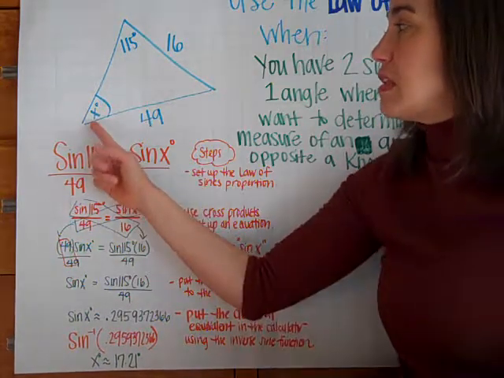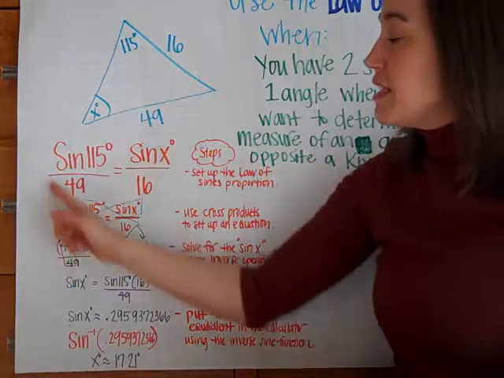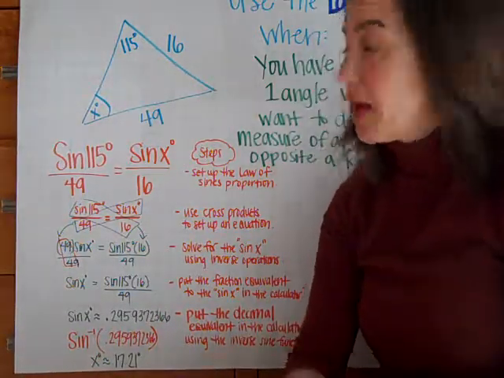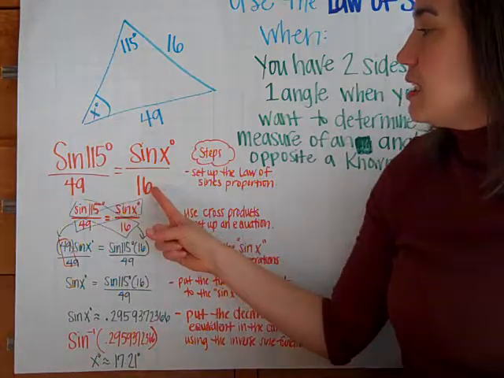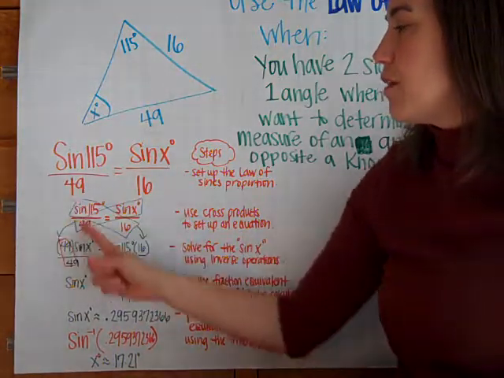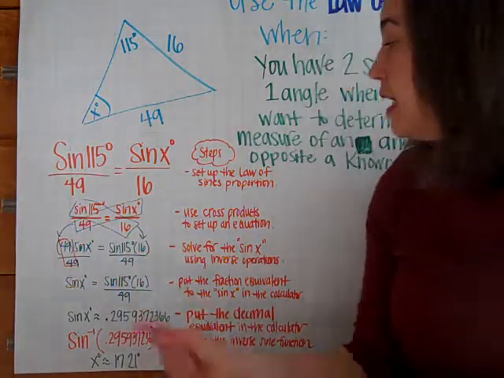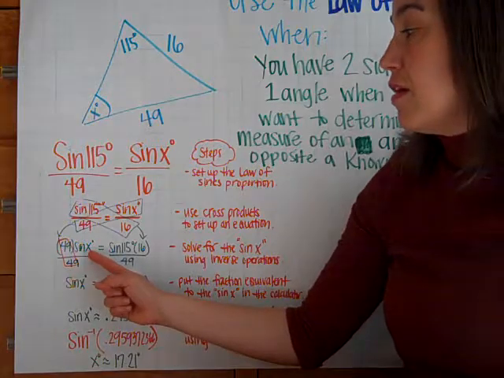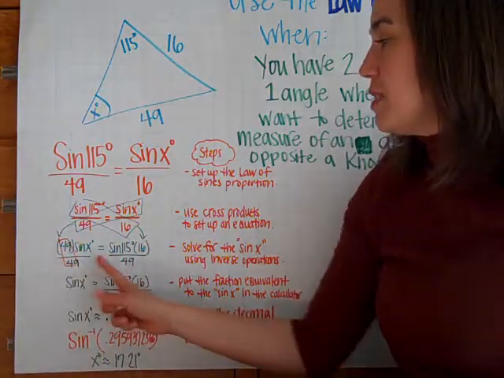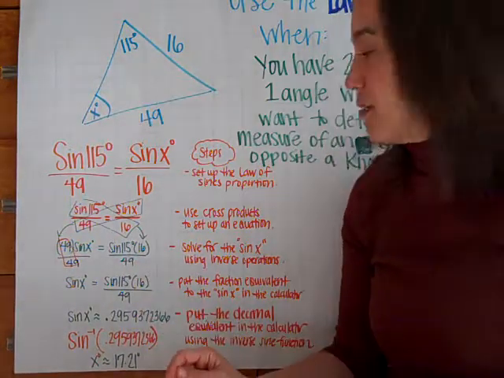Then I would set it equal to the sine of x over 16. Now if I solve this, it's going to look a little different from before, but I'm still going to use cross products. Sine of 115 times 16, the sine of x times 49. And remember, with cross products, you would set those two products equal to each other. Now I'm going to also solve for x, but instead I'm going to solve for the sine of x. So I'm going to divide both sides using the inverse of multiplication. I'm going to divide by 49.